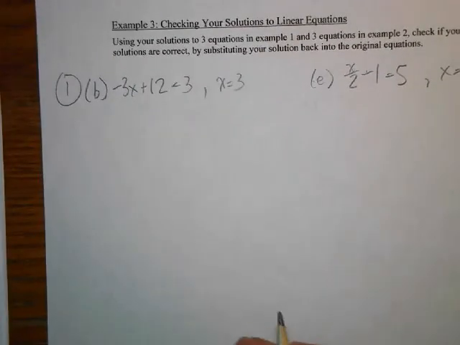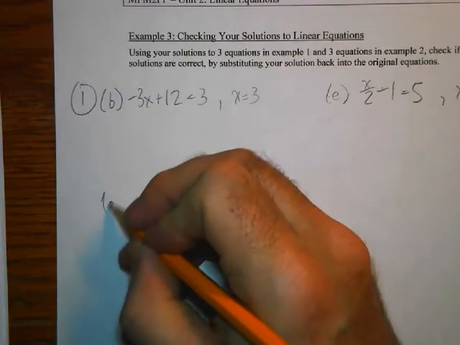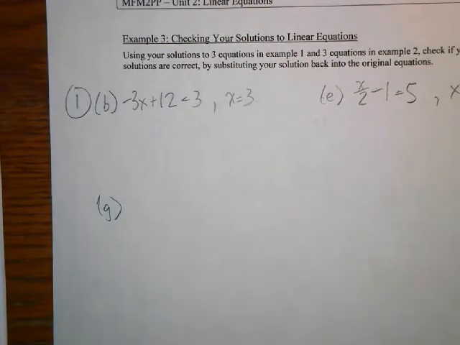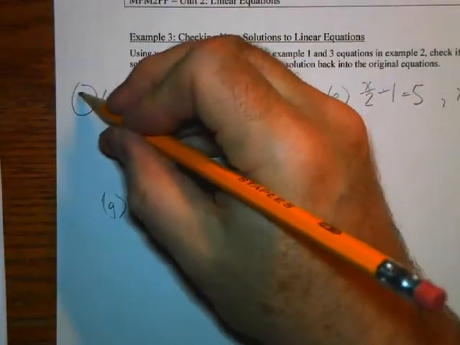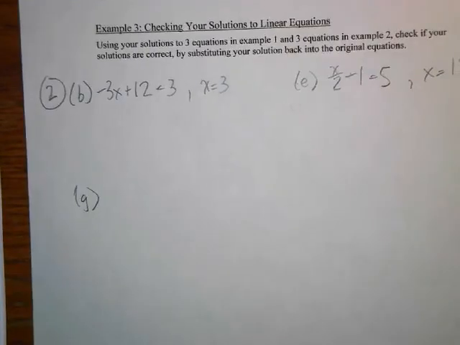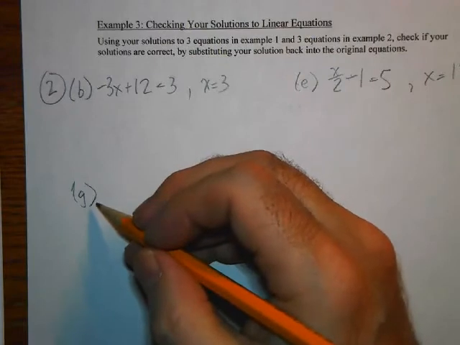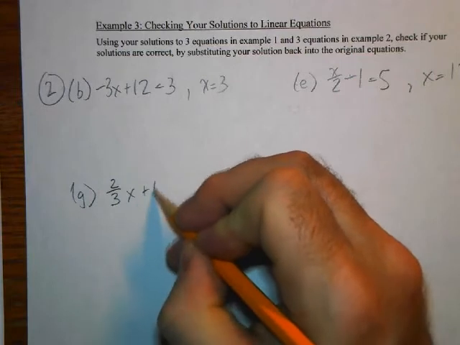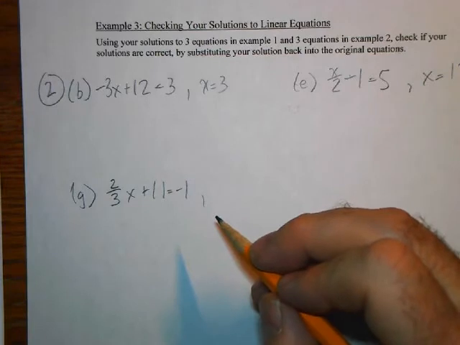Okay, let's pick another one from example 1. Let's go with G. Actually, no, I'm doing this in the wrong order. You can see these are 2-step equations, so I started with the wrong page. So let's do those ones first and then go do some easier ones from the first example. So G might be the hardest one of all of them. 2/3 x plus 11 is equal to negative 1, and we got the answer negative 18.